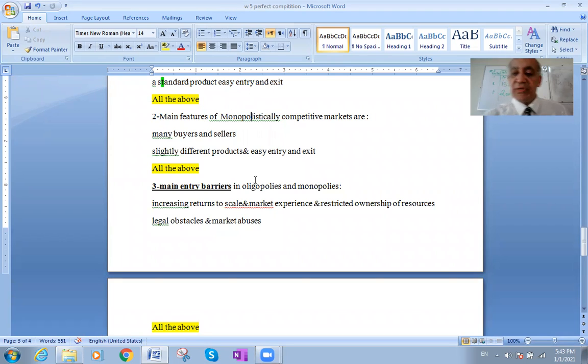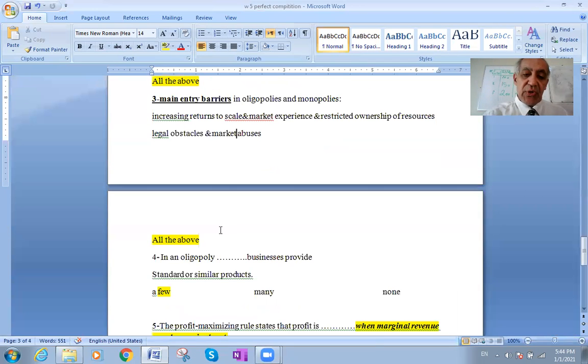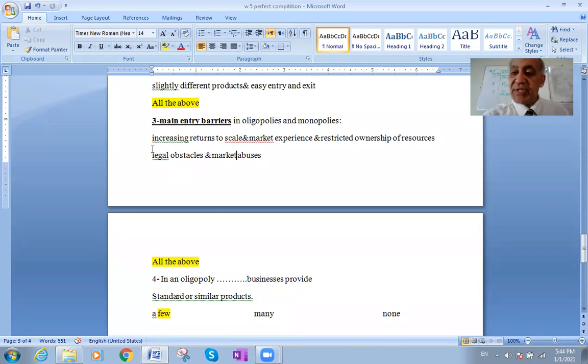The third question: many entry barriers in oligopolies and monopolies, like increasing returns to scale, market experience, restricted ownership of resources, and legal obstacles like the patent, and the market abuses like the predatory marketing, which we talked about. So it is all the above. We said there are 6 entry barriers. There are 6 of them.